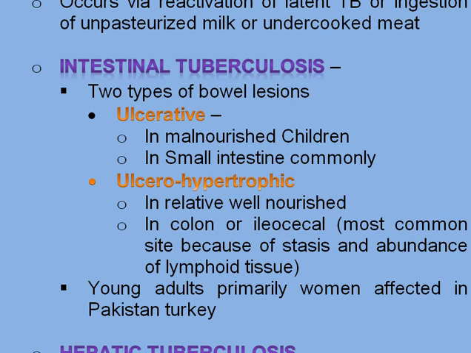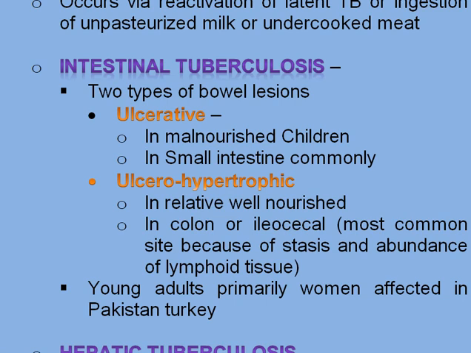It can present as two types of bowel lesions. It can present as ulcerative lesions, which are more common in malnourished children, and it commonly involves the small intestine. Whereas the ulcerohypertrophic type of TB occurs in relatively well-nourished patients, and it involves the colon or ileocecal region.